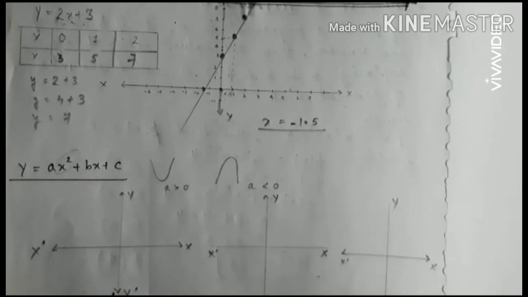For the cubic equation, how many zeros will there be? It will be 3. Why? Because the highest power in the cubic equation is 3.